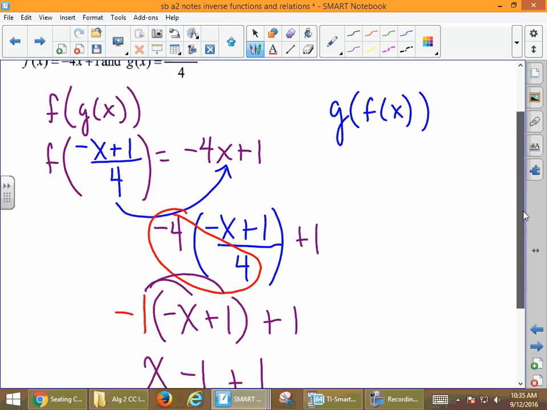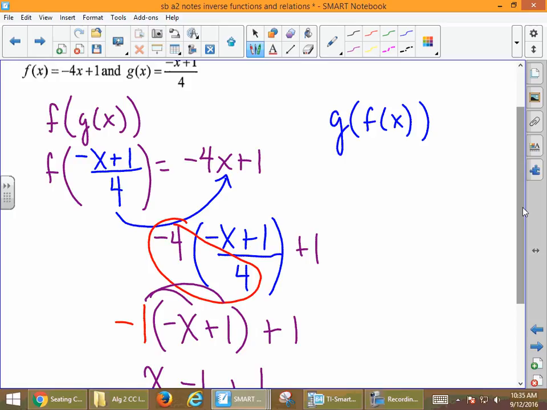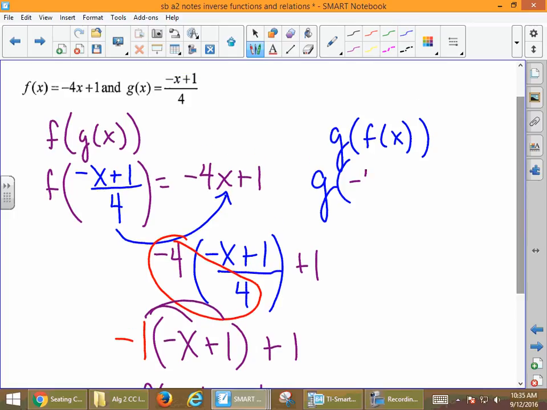So let's go the other direction here. G of f of x. Well, it's going to be g, and our f of x is negative 4x plus 1. We're going to take that purple value and put it back into our g function wherever we see x, and we need to be careful. That negative sign sometimes is confusing for people. But we're taking this value of negative 4x plus 1, we're putting it in for x.